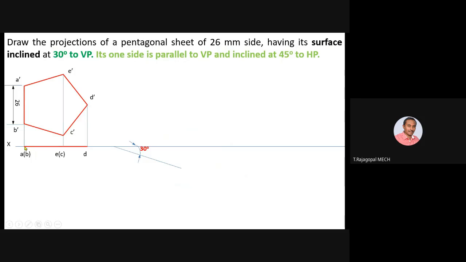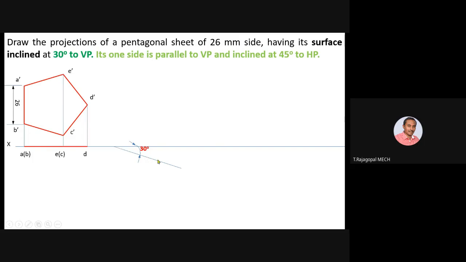Use the scale to measure the distance of A to D in the top view. Step number 2, reproduce the same along this inclination line at 30 degrees to VP. Now you may have a doubt: which point do I have to fix on XY, D or AB? As per the question, we fixed A dash B dash as parallel to VP. So here, this is AB. Now you have to fix AB on XY.